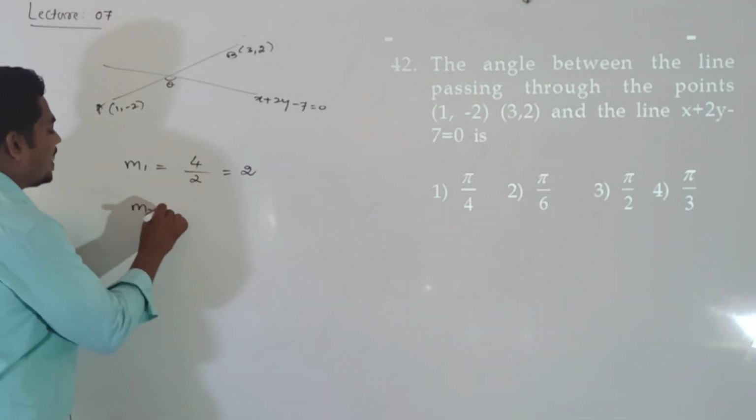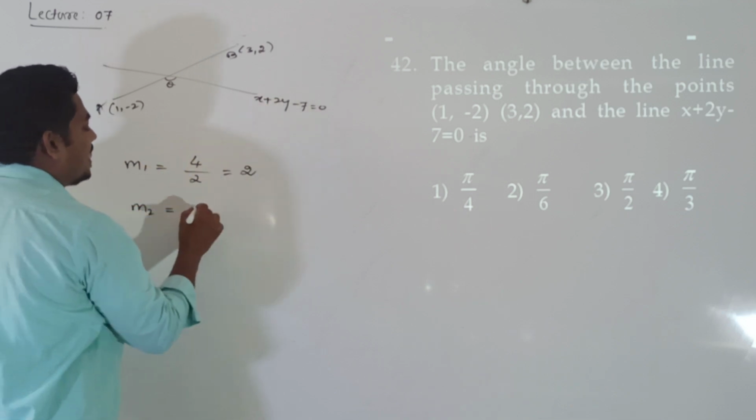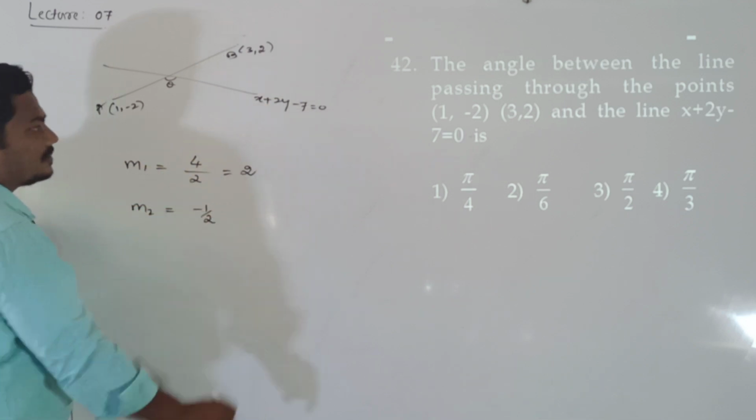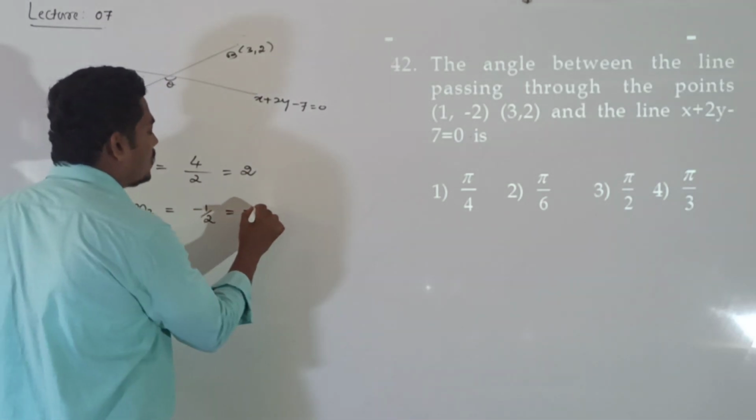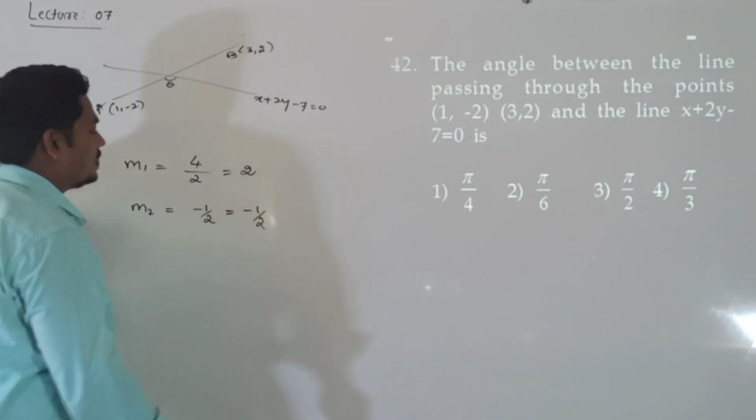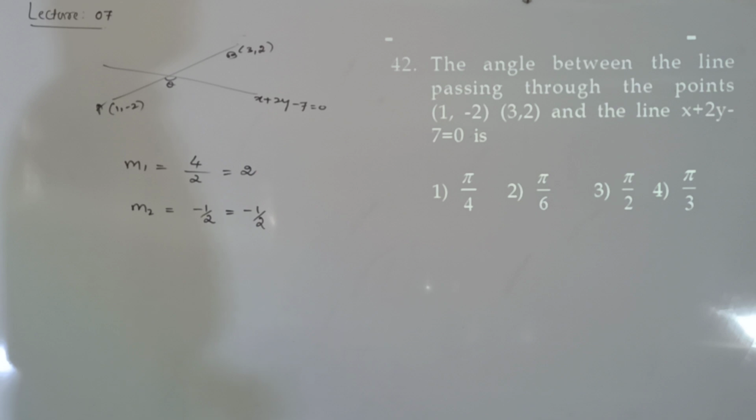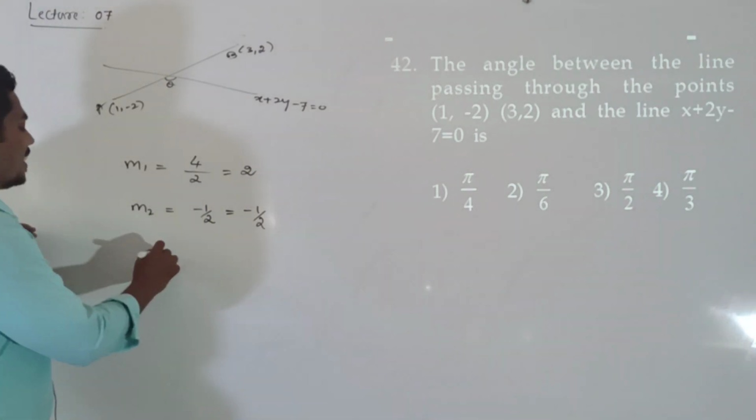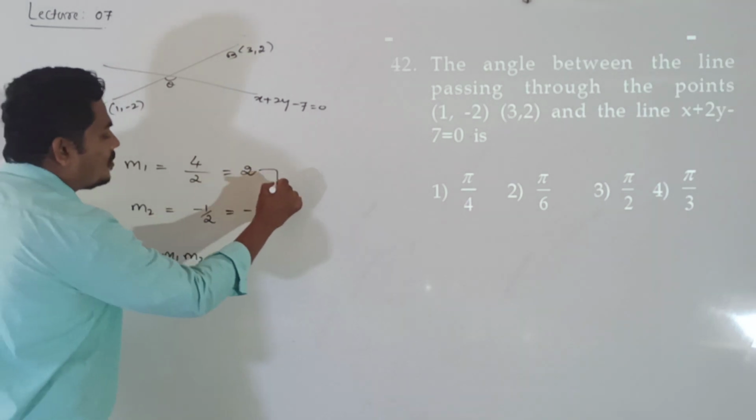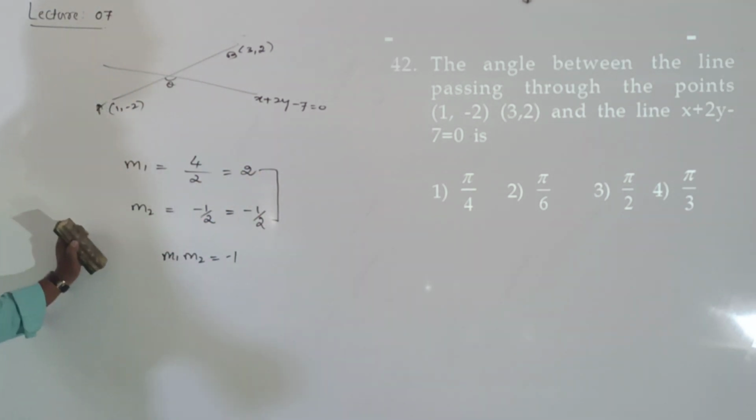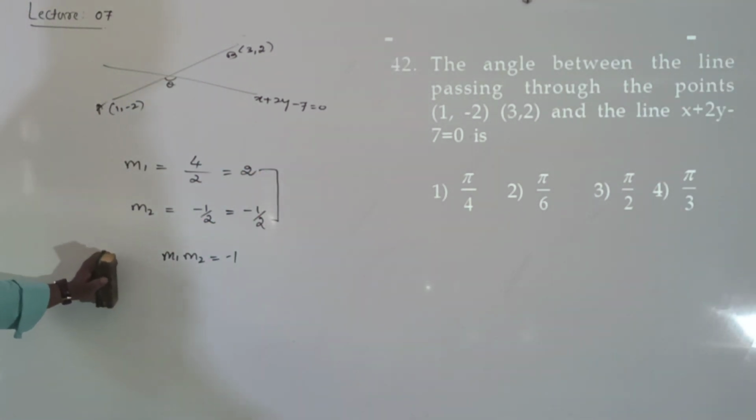Then the slope of the given line is minus a divided by b, that is minus 1 by 2. Just look at m1 and m2. Clearly m1 into m2 is equal to minus 1 only. If you multiply these two, clearly you get minus 1, which means the angle between them is pi by 2.